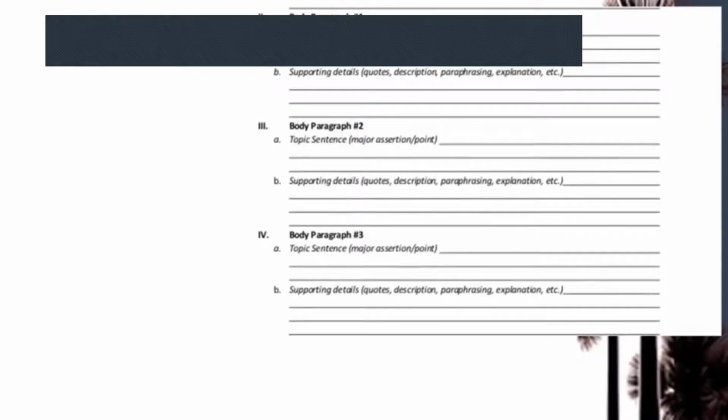When you've done that, you can plot out your body paragraphs. You will come up with your topic sentences based on the supporting details you put in your thesis. Each support becomes its own topic sentence for its own paragraph. Make sure your topic sentence is a complete sentence.